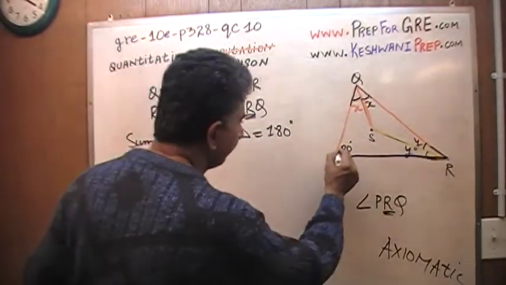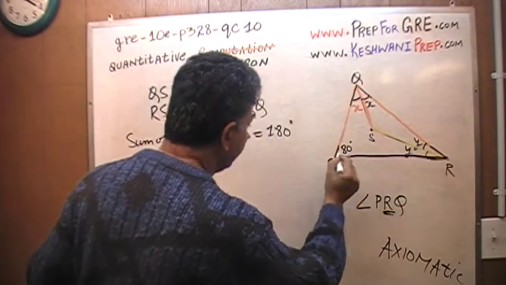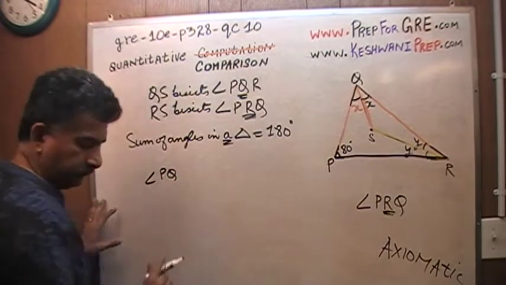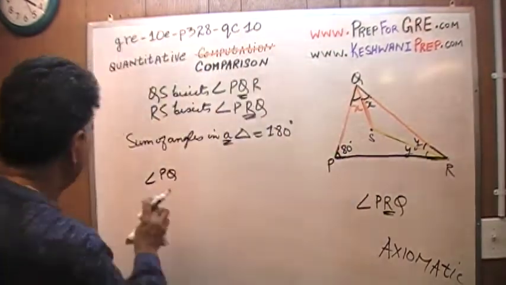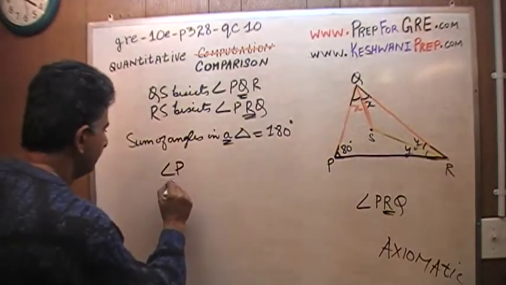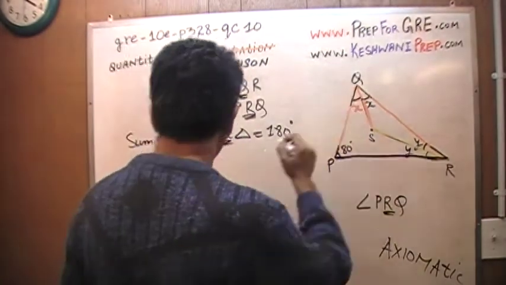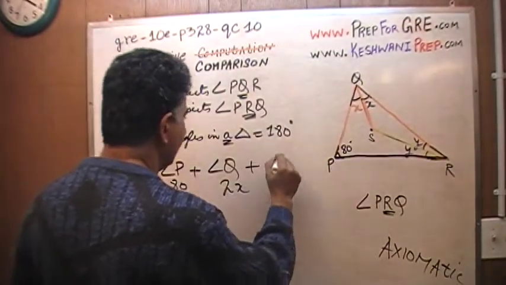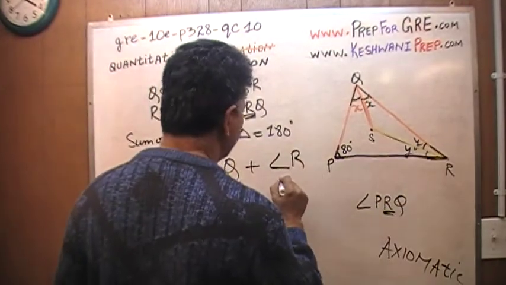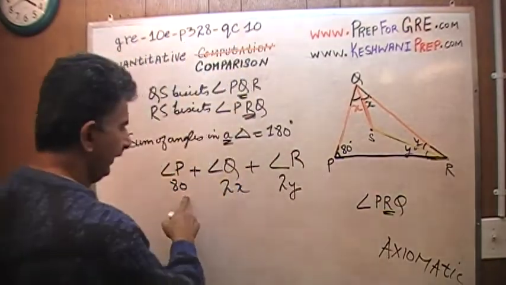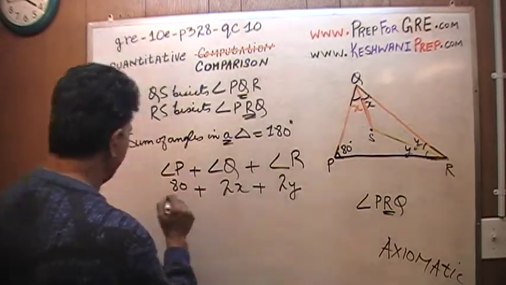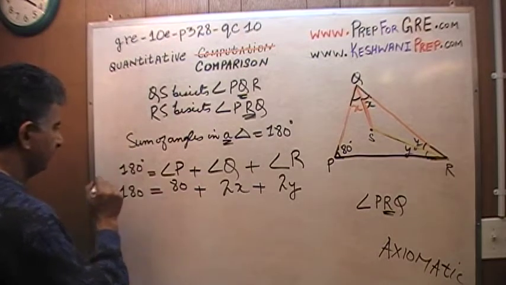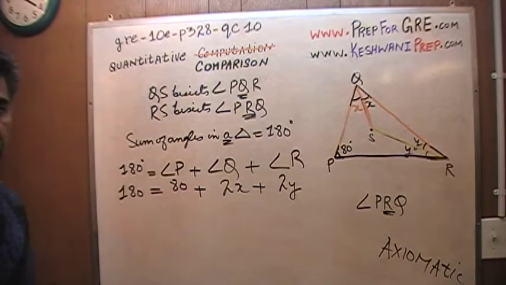So we know that angle P, this angle right here, which is 80 degrees, plus angle Q, which we know is 2 times x, plus angle R, which we know is 2 times y. All of this, the 80 plus 2x plus 2y, has to equal 180, because that is the definition of a triangle.